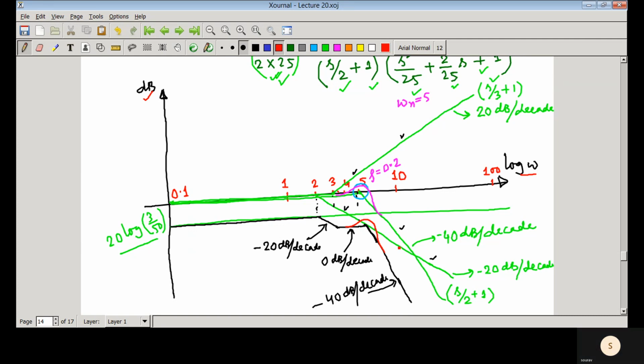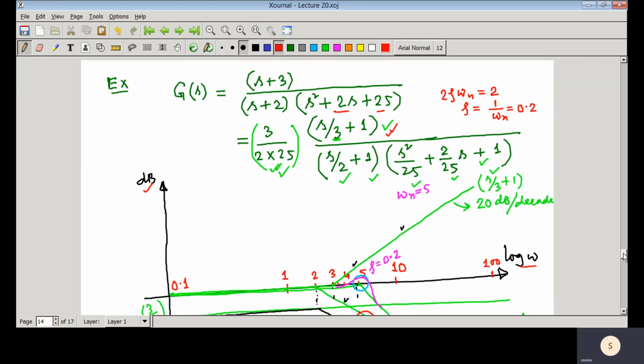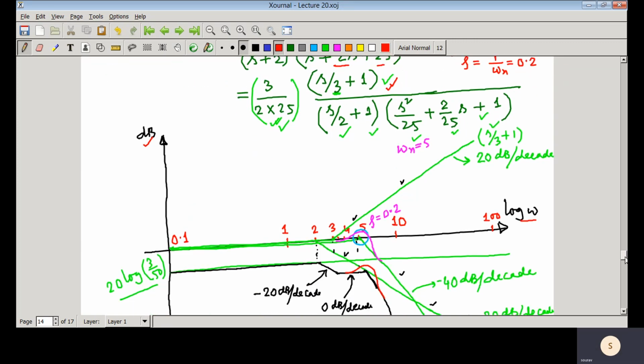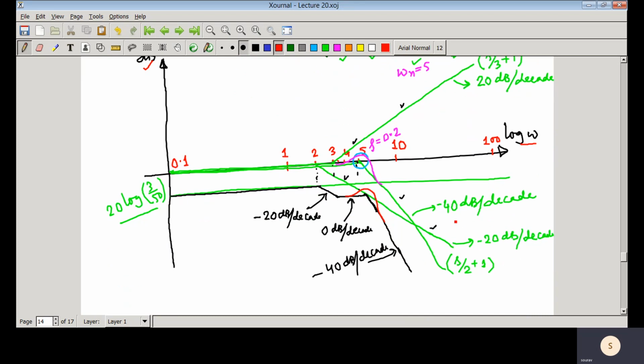So whenever we draw that asymptotic Bode plot, suppose one transfer function is given, and we can just take it in this particular form. And what we have done in this particular case, there is one second order term, and for that second order term we can see that slope is minus 40 dB per decade. And then because zeta is not equal to 1, that is zeta equal to 0.2, there would be a small correction. That correction is shown here around that corner frequency. That corner frequency is 5.